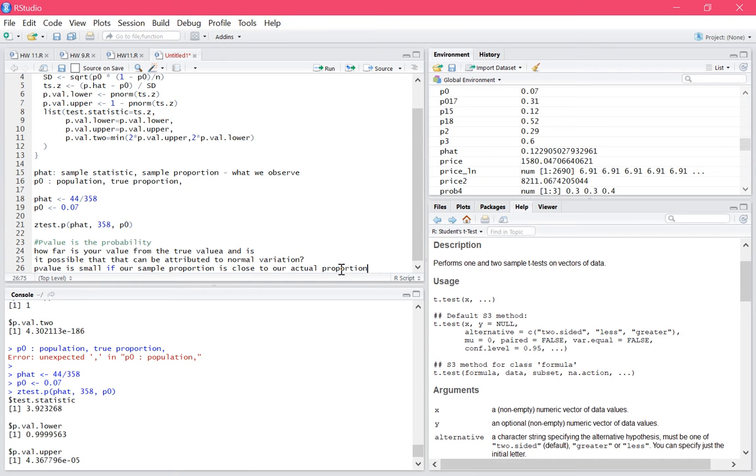Oh, it'll be high, so you can't reject the number. And if it's very low, like 0.0000, so there is a 0.0002% chance that this can be attributed to normal variation.